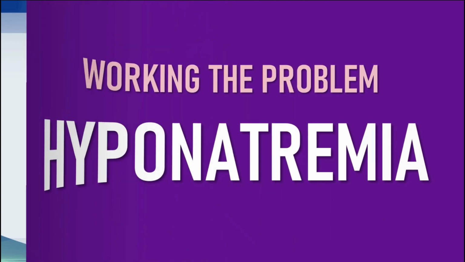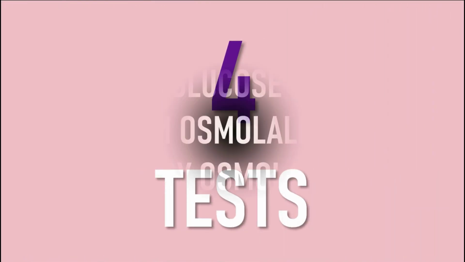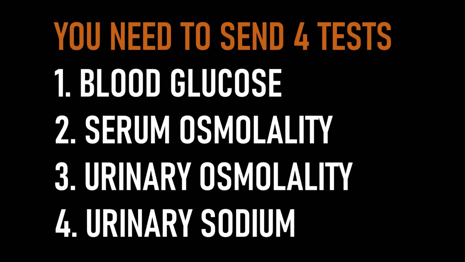Now let's move on to talk about how to work the problem of the hyponatremic patient, because so far I've discussed the osmotic problems and I've told you that you should give hypertonic saline as soon as the symptomatic patient rolls in the door, but we need to figure out what's going on underneath all of this. You need to send 4 tests. The first one is a blood glucose. The second is a serum osmolality. You will need to insert a catheter into Maureen and check her urinary osmolality and her urinary sodium. 4 tests, all essential once you have your blood chemistry panel.